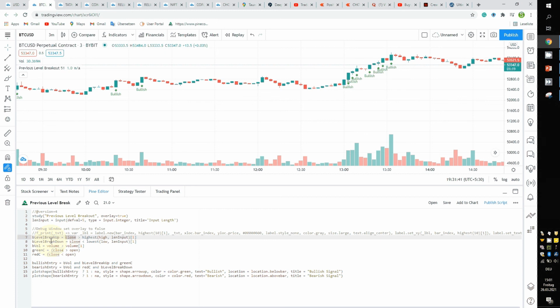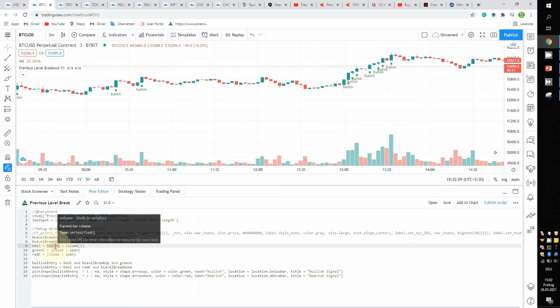Additionally, we also want to confirm the volume breakdown. A breakout usually occurs when the previous price breaks, and it should also consider the volume while breaking. So if the volume is also greater than the volume before, then it's a good breakout. And this is why I'm also checking the volume.